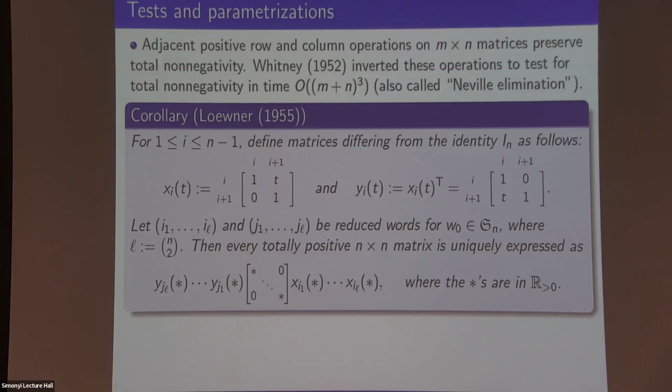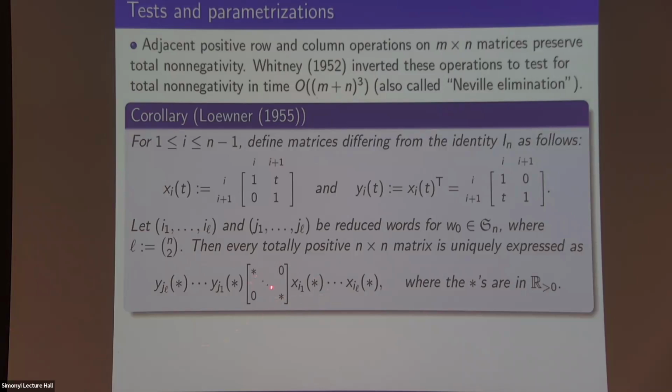Another nice consequence of this, which is often called the Loewner-Whitney theorem because it's in a paper of Loewner, but he just observes it follows directly from Whitney's algorithm, is an explicit parametrization of all totally positive n by n matrices. So this is the parametrization where these stars are positive real numbers. So I have n squared stars here.